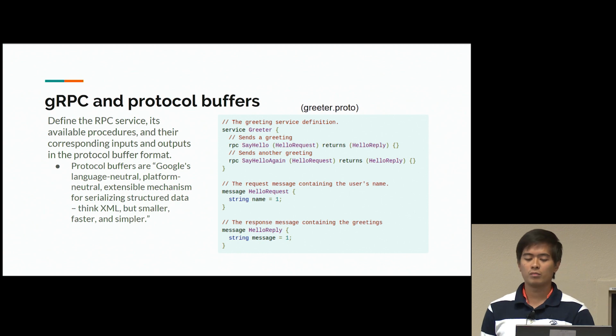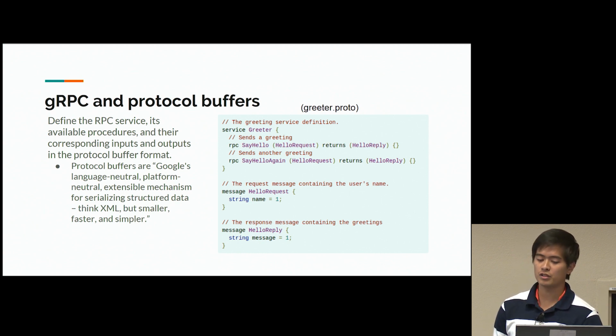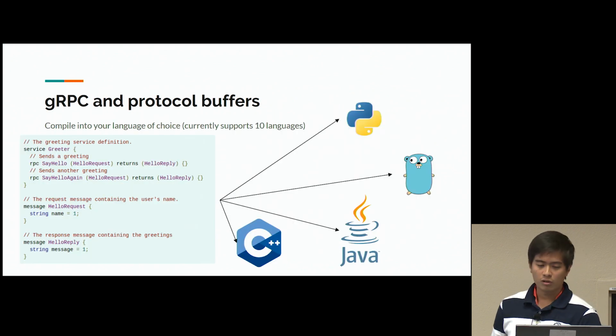Aside from strings, protocol buffers also define other data types like integers, floats, bytes, and it's up to you to structure your RPC call, inputs and outputs, whichever way makes sense for your application. So now that we have this protocol buffer file, we need a way to be able to use it in an actual programming language. And gRPC lets us compile the protocol buffer into a library that we can use directly in our language of choice. So currently, protocol buffers can be compiled to 10 languages, like Python, Go, C++, Java.